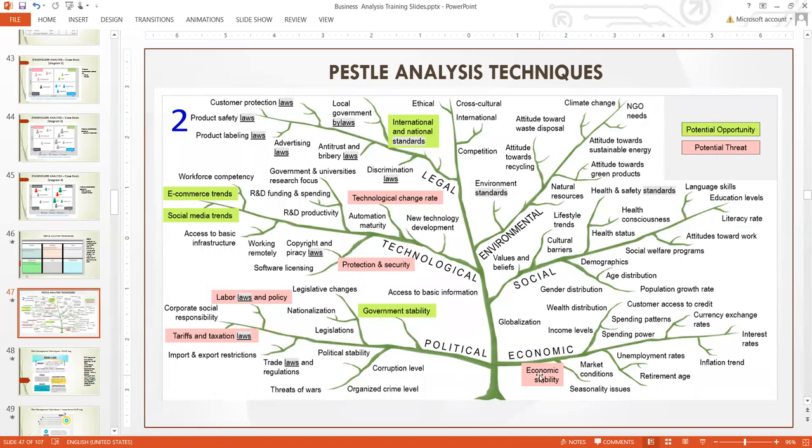Like looking at here, this red is threats, economic threats. This is a threat, for instance, exchange rates. It might be a threat here. And all these ones are threats. These areas you need to do more work on. And this area with potential opportunity, green color, see potential opportunity. Like in a country where there is government stability, then you know that is a good place to move your project or even move your business operation.